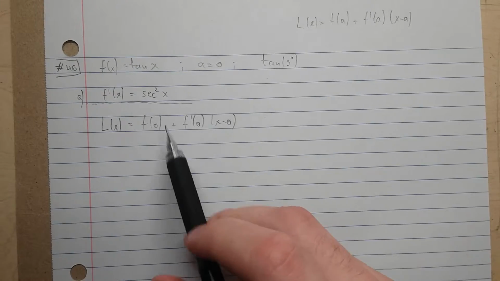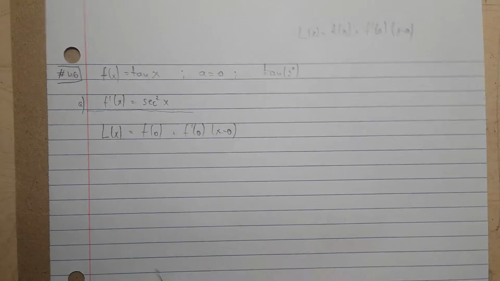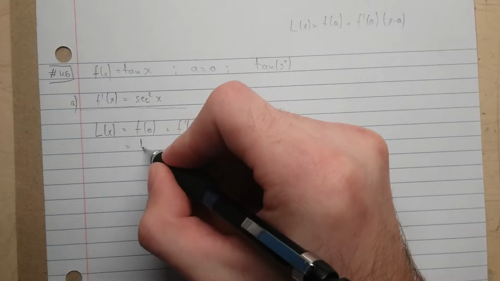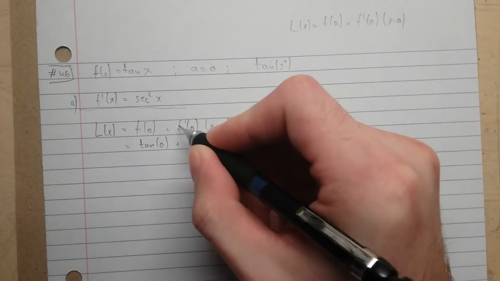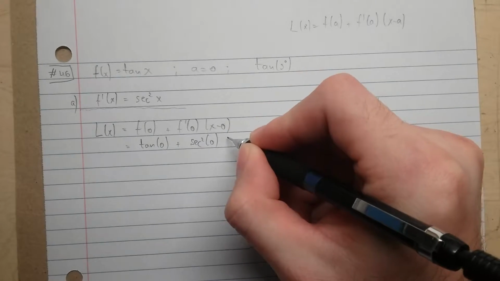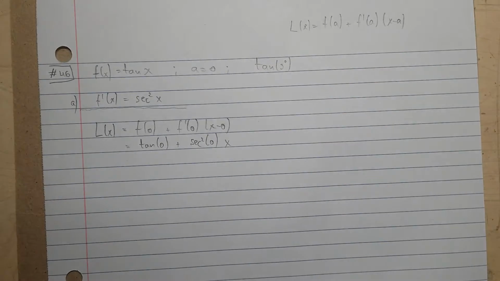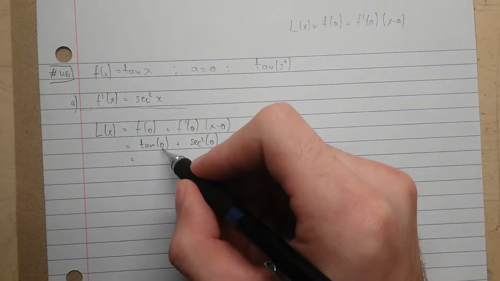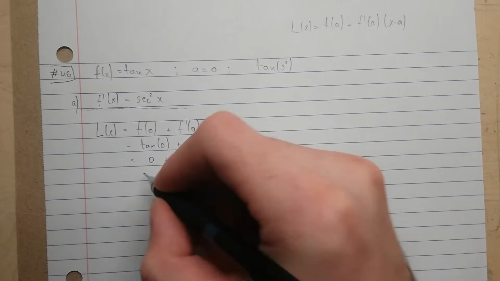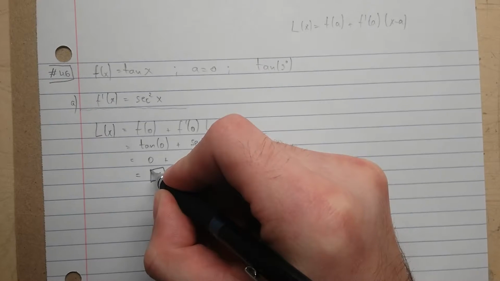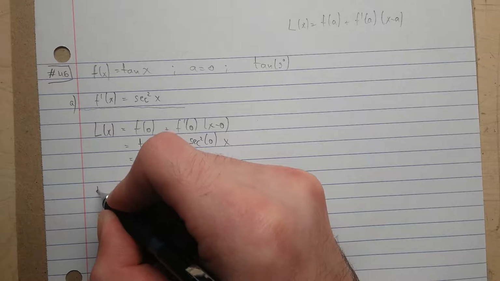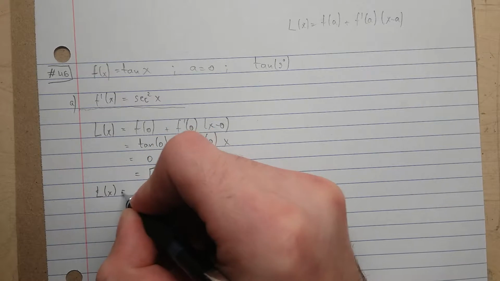So we can see for each value of a, we have 0. When we solve for this, f, which is the original function, tan of 0, plus the derivative of the original function, secant squared of 0, times x minus 0, which is just x. So tan of 0 is 0 plus secant squared of 0, we know it's 1, times x. So the answer is x here. So we can write the linear approximation function at x is equal to x.